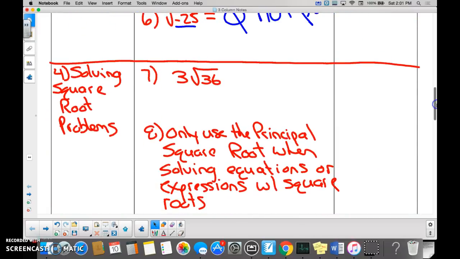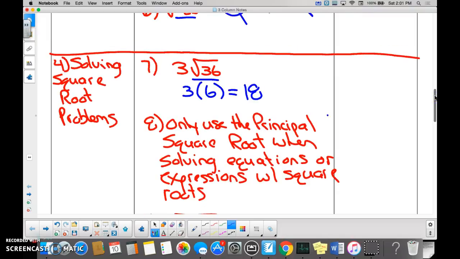Last main idea, solving square roots. Almost exactly like solving order of operations. Treat your square root like a parentheses. So the square root of 36 is 6. We're going to multiply the 3 by 6. The square root of 36 times 3 is going to give you 18.